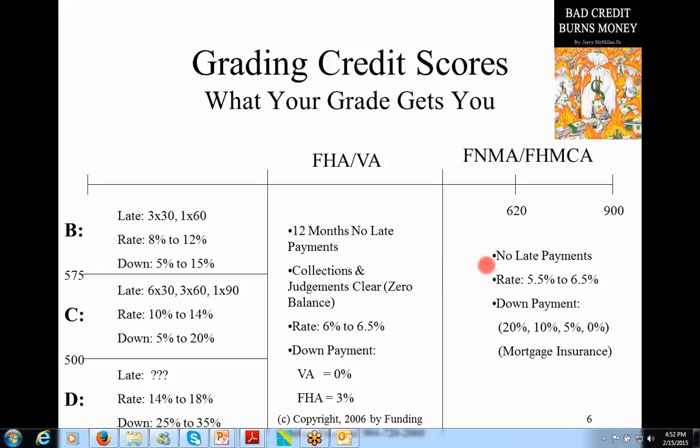The A credit over here has no late payments. The B credit has late payments, and you will pay more. So now, traditionally, just about everybody can buy a house, but it's whether or not you can get favorable terms that make sense. Because someone down here in the D credit can get a house if they've got enough cash and they're willing to pay credit card type rates for their house.